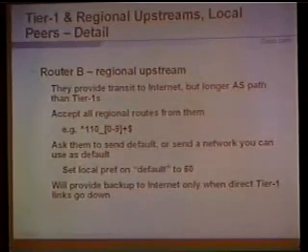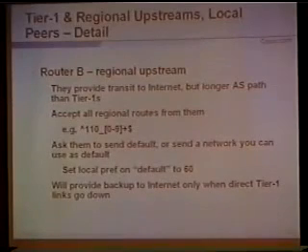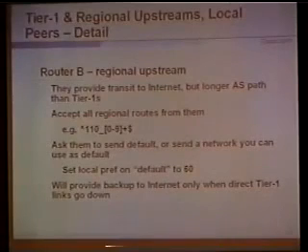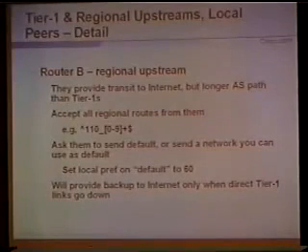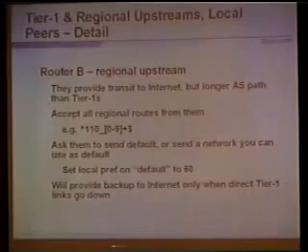Now, the regional upstream is slightly different. They provide transit to the internet, but they have a longer AS path than to the tier 1. Obviously, you're going to connect to the tier 1 as your primary path. But if that fiber across the Pacific or wherever it's going gets cut, you want some type of backup arrangement. So the way to do it is through a regional upstream or regional peer, whatever you want to call them. They'll offer better paths to themselves and their immediate neighbors than going directly to your tier 1. So you can accept prefixes from them and their neighbors.